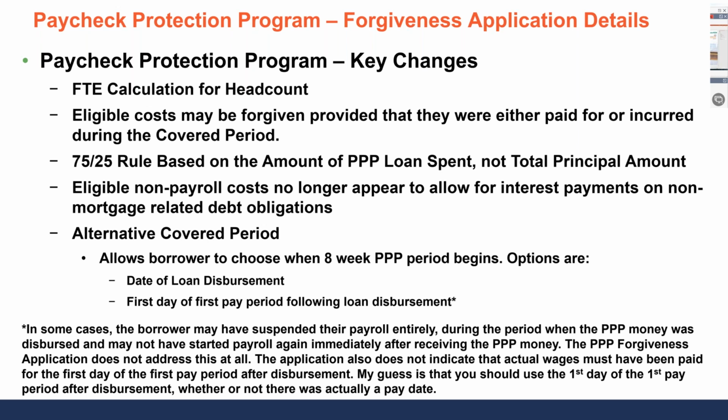So in some cases, the borrower may have suspended their payroll entirely during the period when the PPP money was dispersed and may not have started payroll again immediately after receiving the PPP money. The PPP forgiveness application does not address this at all. The application also does not indicate that actual wages must have been paid for the first pay date or first day of the first pay period after disbursement, which means that my guess is that you should use the first day of the first pay period after disbursement, whether or not there was actually a pay date, in order to make sure that you're putting yourself in a position to maximize your forgiveness if the alternative covered period is an attractive option to you. So this is something that we are going to be reaching out to you next week to find out if you're intending to use it.